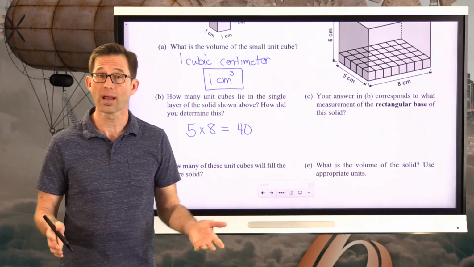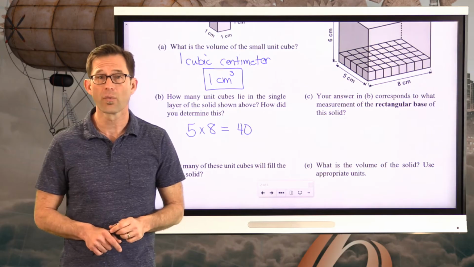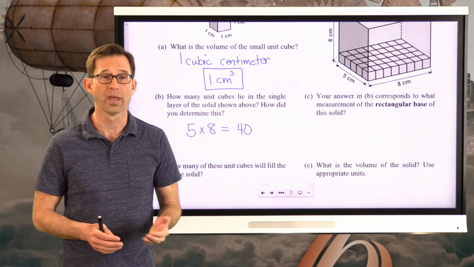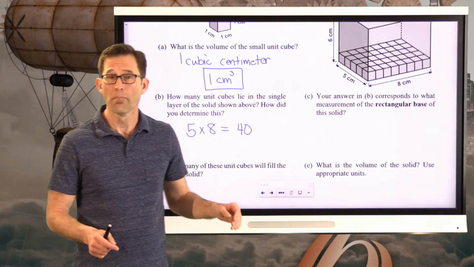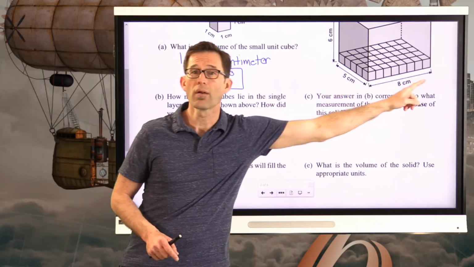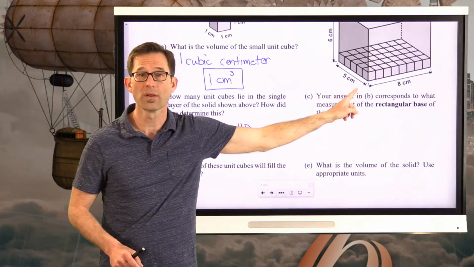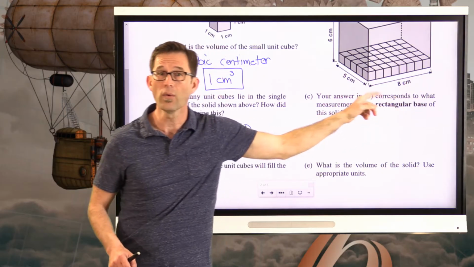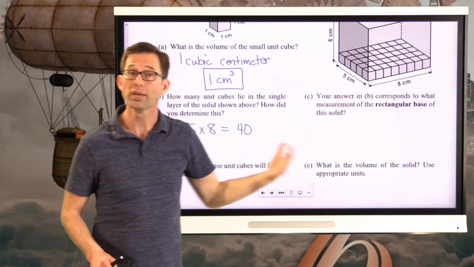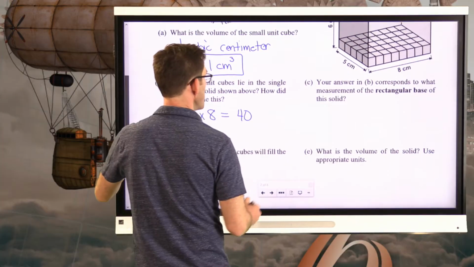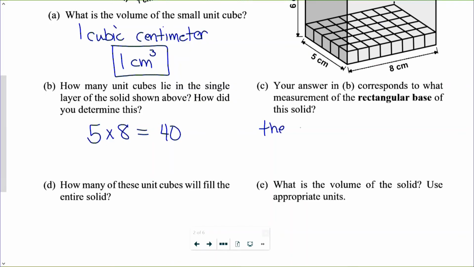Well, it represents its area, right? We know that the area of a rectangle is length times width, or base times height. The area of that rectangle, which is 5 centimeters this way and 8 centimeters that way, would be 5 times 8, right? So that 40 actually represents the area in square centimeters of the base. That kind of makes sense.